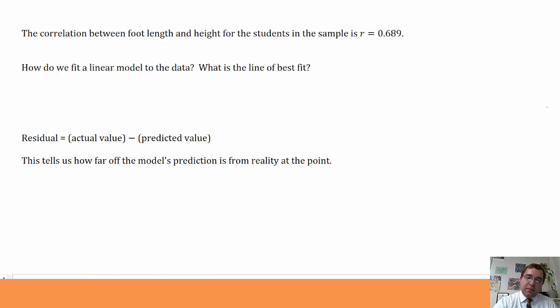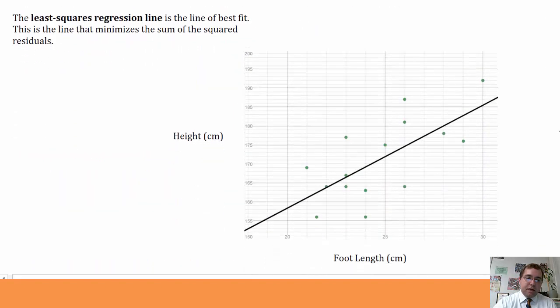So let's consider this line. This line on this scatter plot is the line of best fit because it is called the least squares regression line. It is the line that minimizes the sum of the squared residuals. So we're not just minimizing the residuals. That's not our goal. Our goal is actually to minimize the sum of the squared residuals.